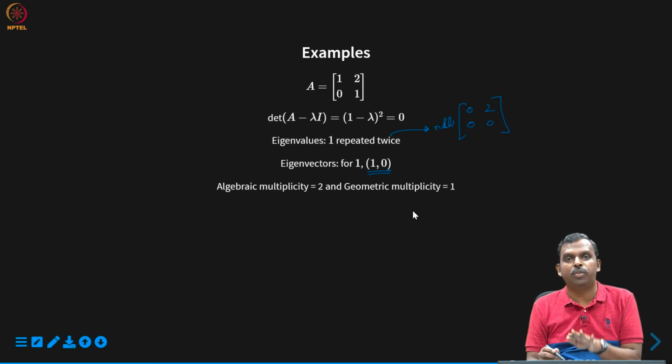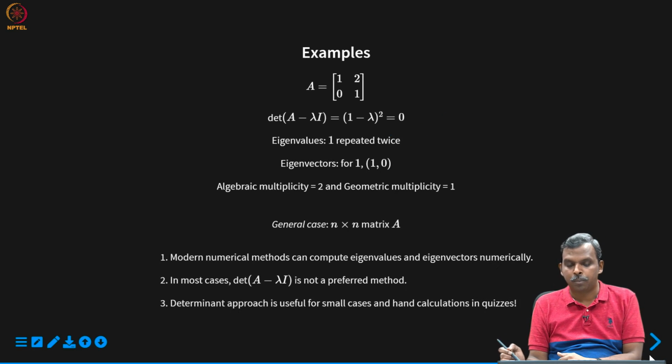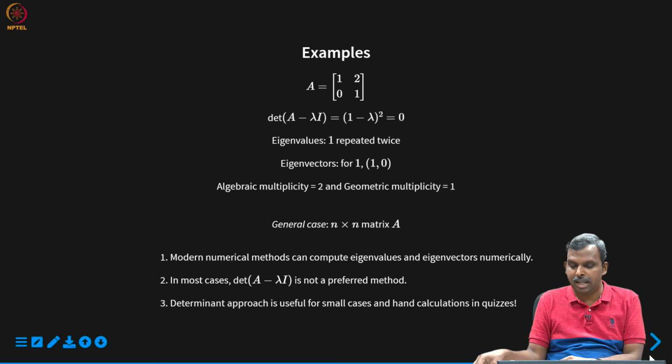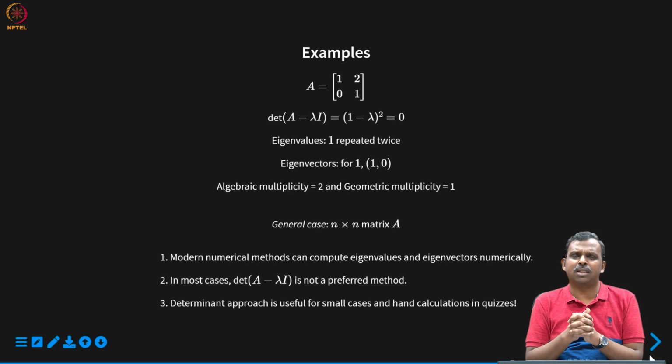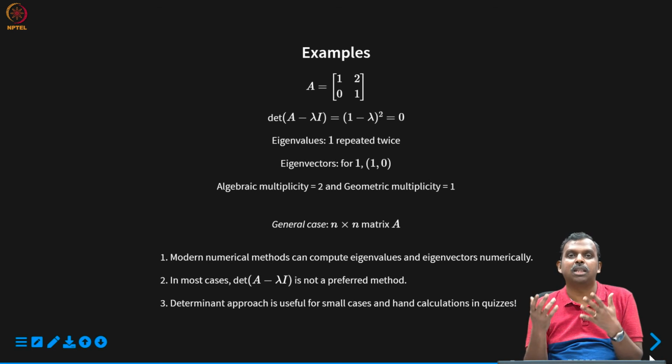So in general what do you do if you have an n cross n matrix? You find the determinant of A minus lambda I, find the roots of that polynomial, and then go find the basis of the null space, okay. So that you might think is the method. It turns out for the general n cross n case, you better use modern numerical methods. There are so many tools and software which can easily find it, and most of them don't take this route: finding the determinant, finding the polynomial determinant of A minus lambda I, finding the roots of that polynomial and then solving. That's not the method that is preferred.